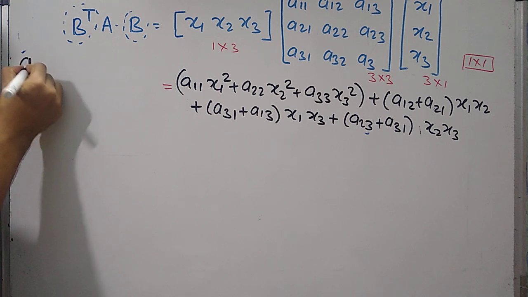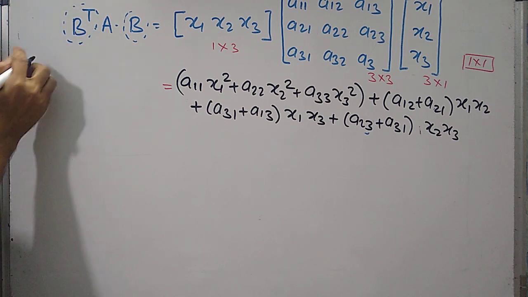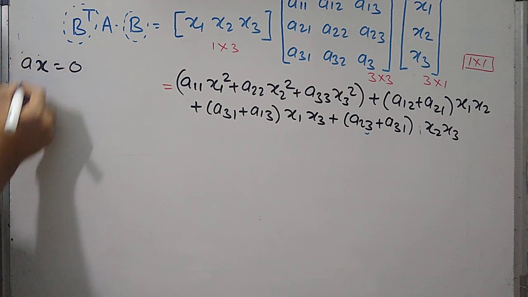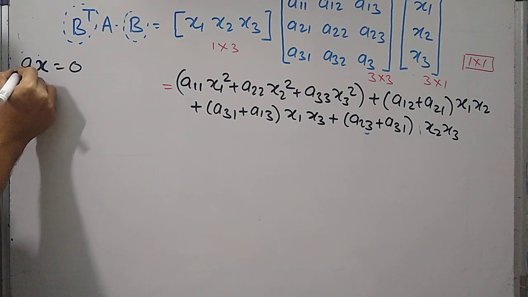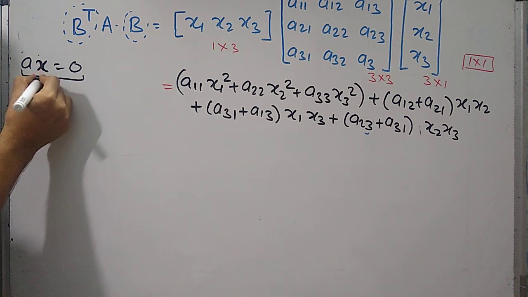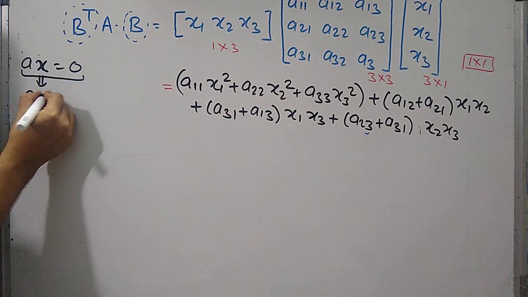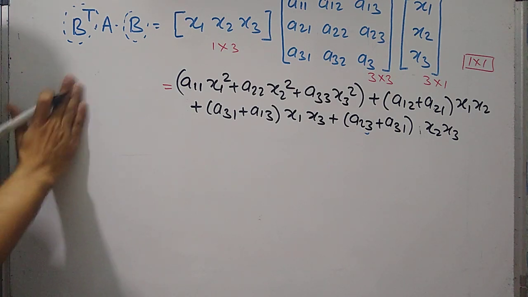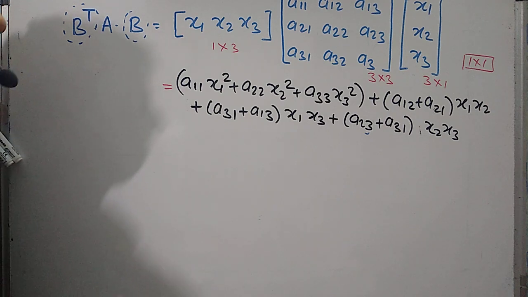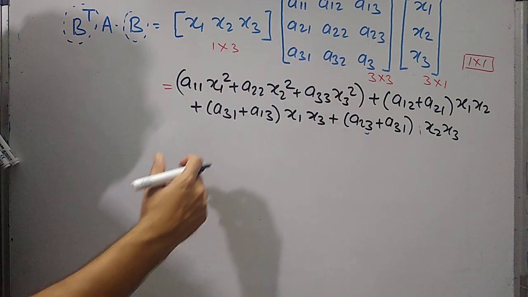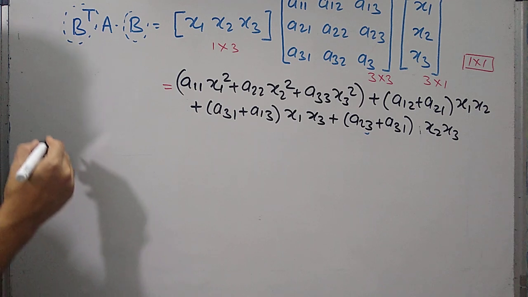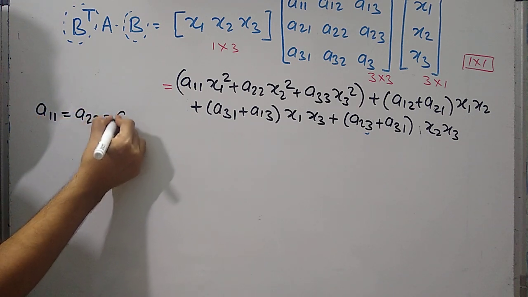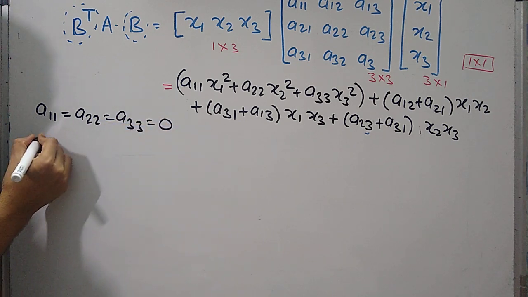Suppose we have the equation Ax equal to 0 and this is true for all values of x. This will give you infinite solutions, right? So this can hold only for A equal to 0. If A equal to 0, then this equation will give infinite solutions. Similarly, this is true for all column matrices B, and this is equal to the null matrix. So this will give you A11 equal to A22 equal to A33 equal to 0.